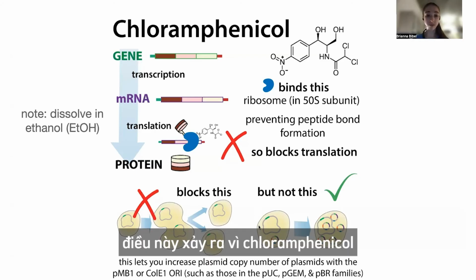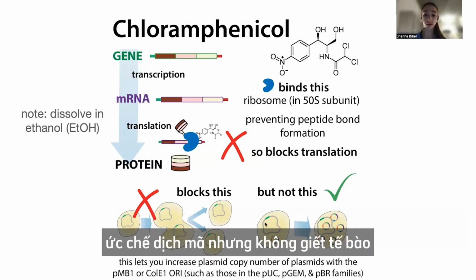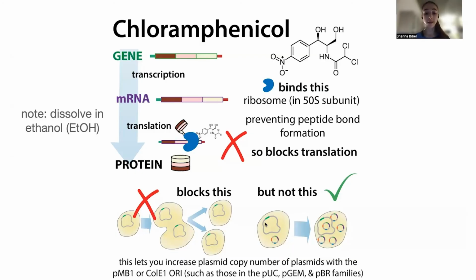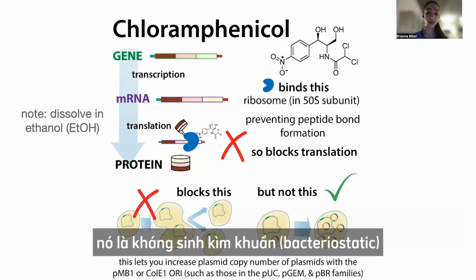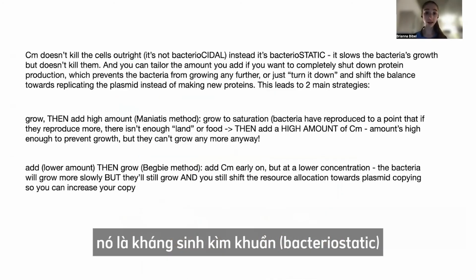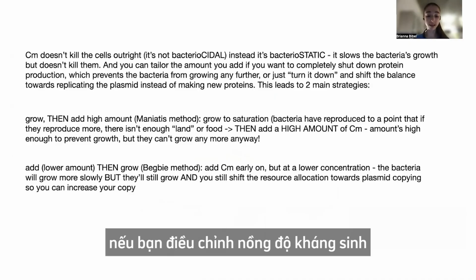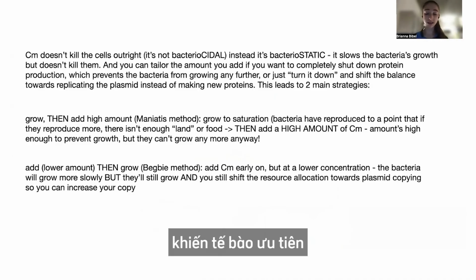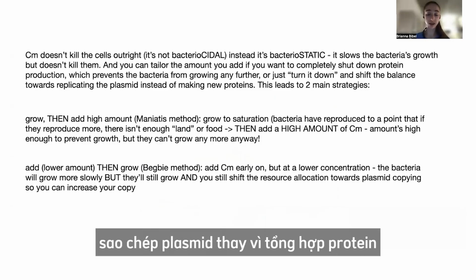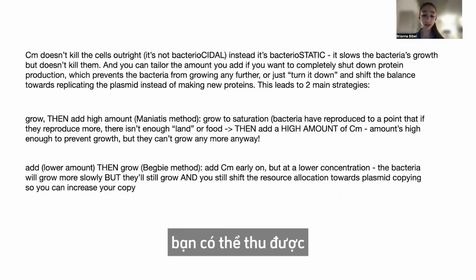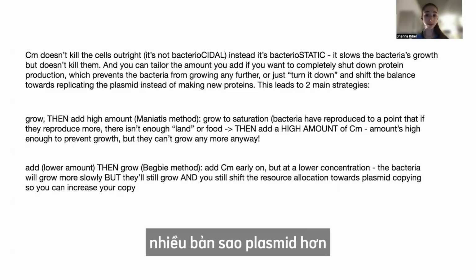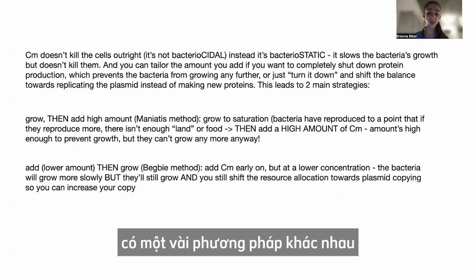What happens is that chloramphenicol blocks translation, but it's not actually killing the cells. It's what we call bacteriostatic, not bactericidal. So it slows the bacteria down but doesn't kill them. If you target the amount of antibiotic you add so that the cells switch to making copies of the plasmid rather than making protein, you can get them to make more copies of the plasmid. There are a couple of different methods.